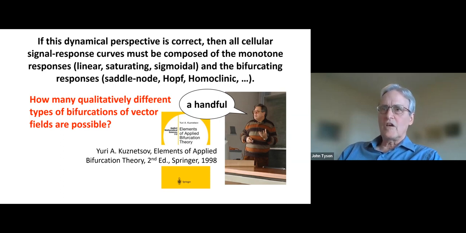And a very excellent textbook to learn about these bifurcations is the one by Yuri Kuznetsov, Elements of Applied Bifurcation Theory. And I highly recommend it. Kuznetsov does a very good job of giving you precise, accurate, mathematical description of the possible bifurcations, but also giving you an intuition into why the bifurcations work the way they do. It's an excellent source.